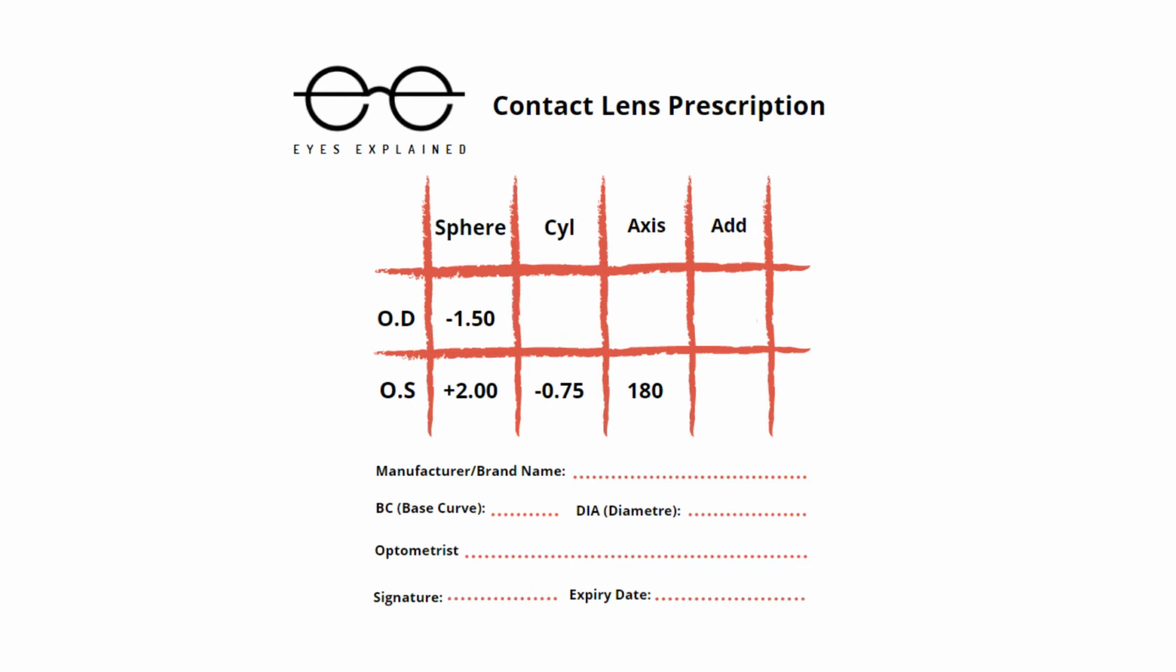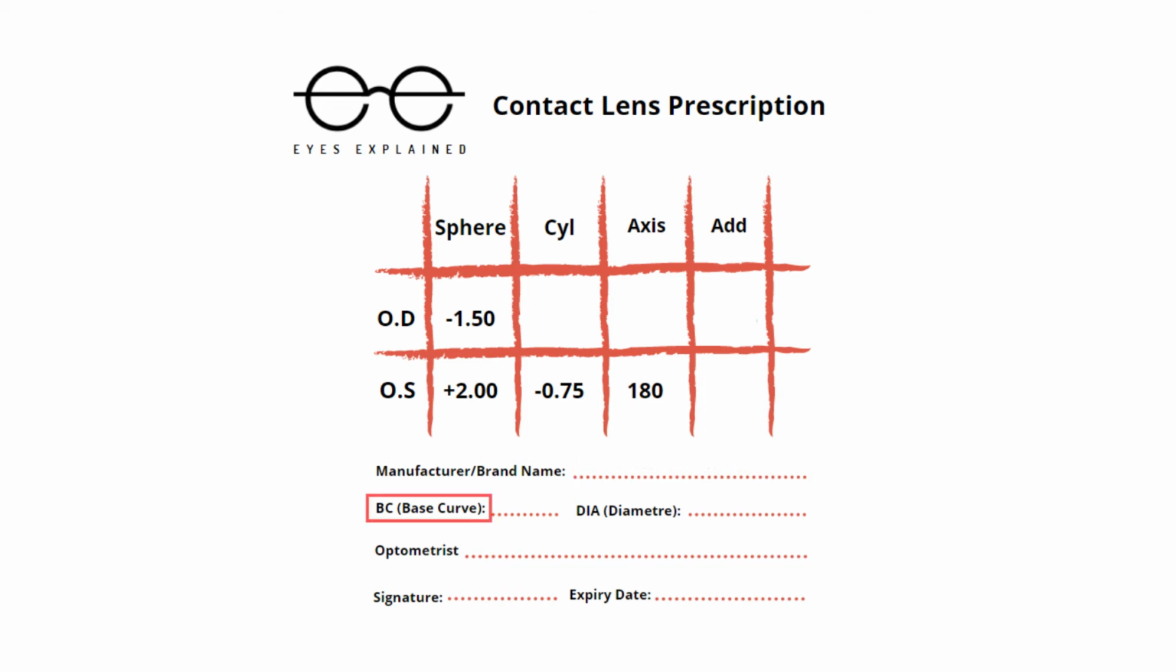And there are also a few other numbers that are required for contacts that don't apply to glasses. We need the lens manufacturer and brand name of the contact lenses you've been prescribed. If this hasn't been filled out, then contact lenses can't be dispensed, even if all the other specifications are there, as that specific lens is the only one that can be dispensed and cannot be interchangeable with other lenses.